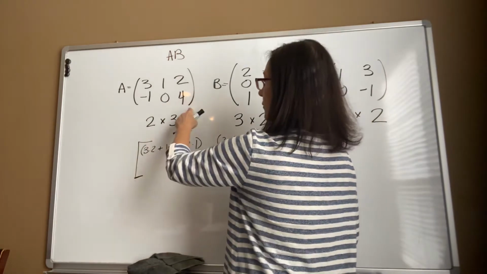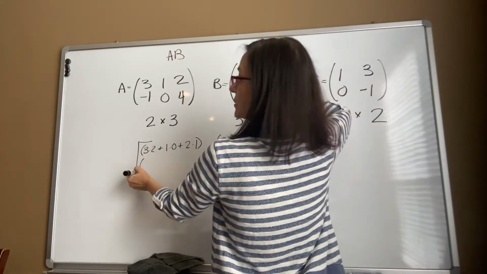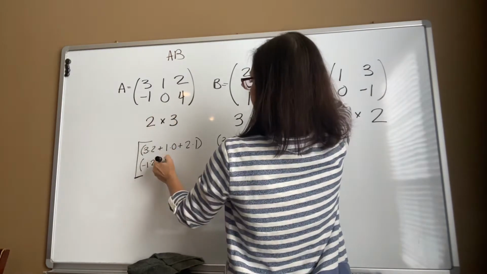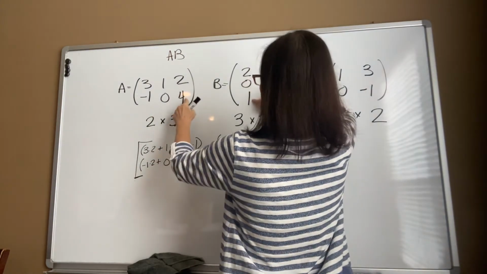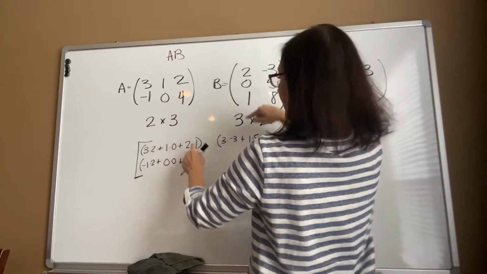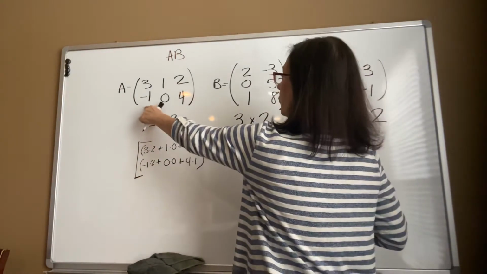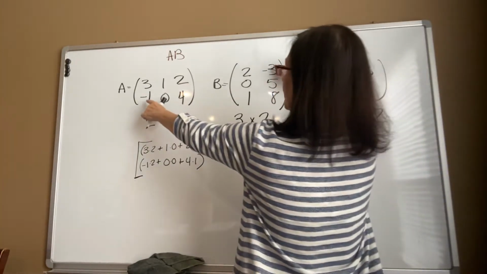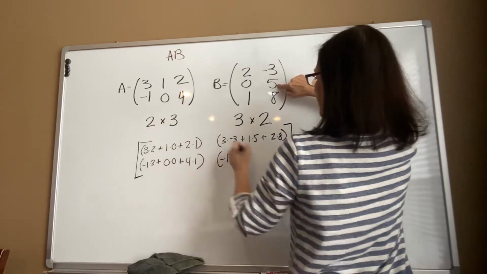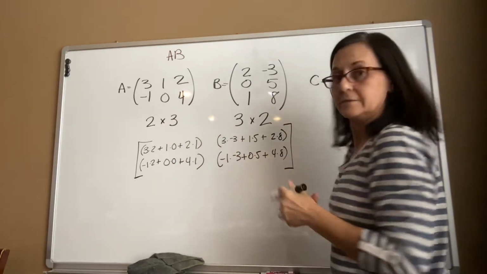All right, now I'm going to take row 2 and multiply it by column 1. All right, so that's -1 times 2 plus 0 times 0 plus 4 times 1. That's row 2, column 1. And look at the position it's in. It's in row 2, column 1. All right, now I'm going to take row 2 and multiply it by column 2. So it's -1 times -3 plus 0 times 5 plus 4 times 8.